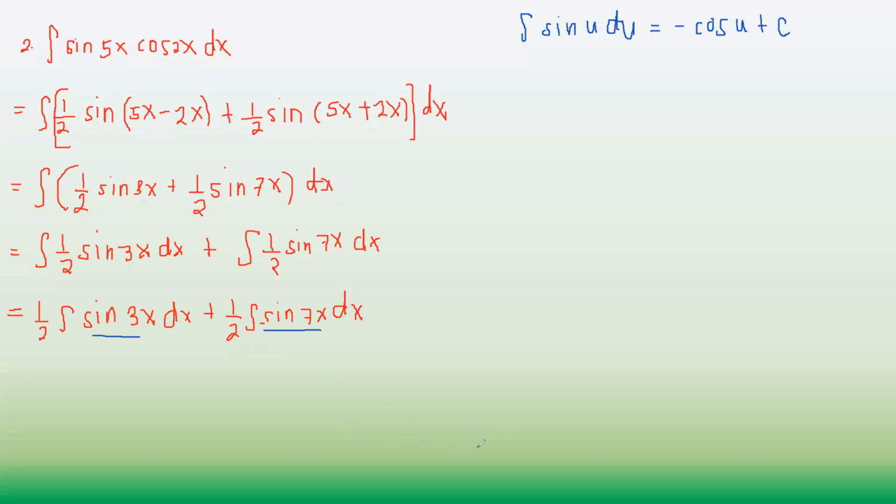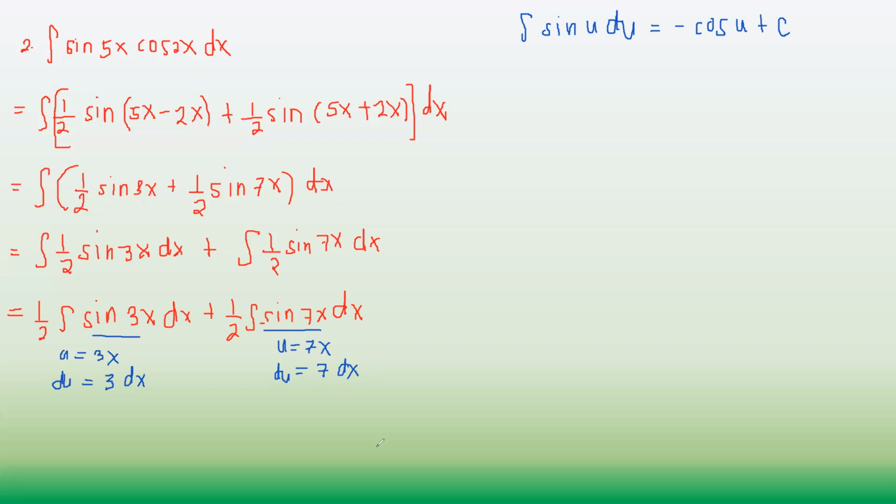So check pa natin. So sa una nating function na sine 3x, ang u mo dito ay equal kay 3x. And ang derivative naman niya, du, ay equal sa 3dx. Then another one, sine u, so ang u mo dyan ay 7x. Then ang du mo naman ay equal sa 7dx.